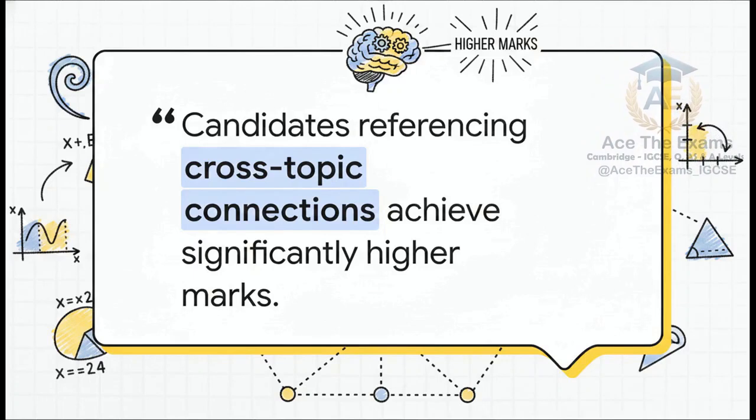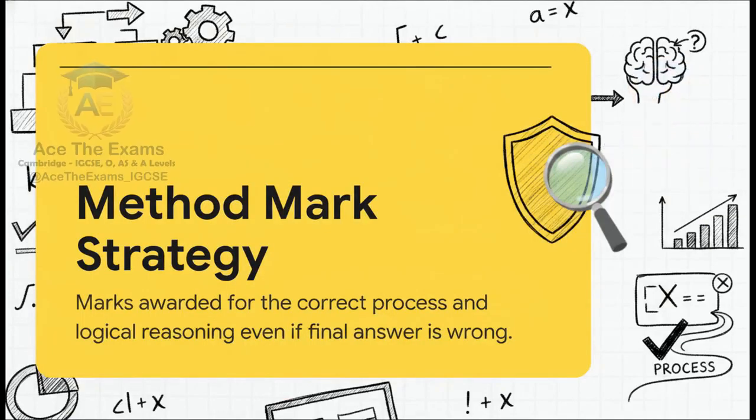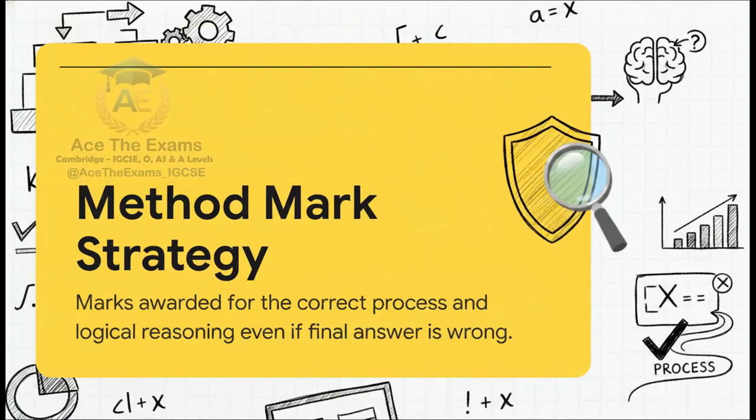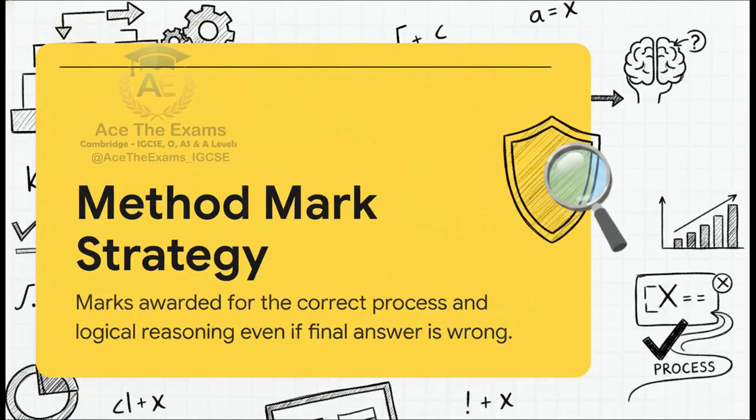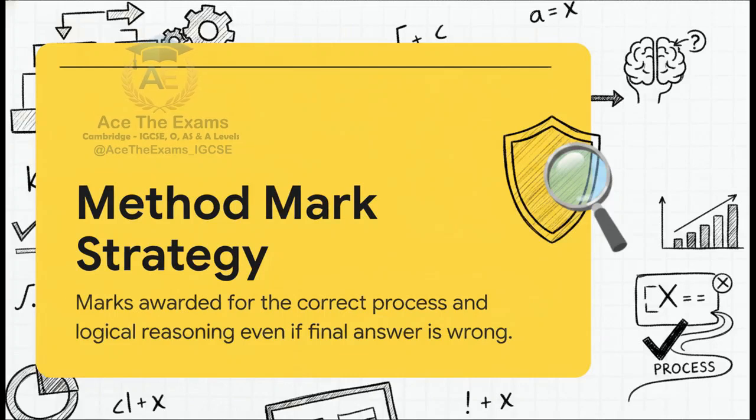As an examiner, I'm actively looking to reward you for showing that you understand how the entire mathematical ecosystem fits together. And this brilliantly illustrates what I call the ultimate safety net, the method mark strategy. I honestly cannot emphasize this enough to my students. Marks are awarded strictly for demonstrating the correct problem-solving process and showing logical reasoning even if your final numerical answer is completely wrong. Let's imagine a candidate, let's call him Alex.